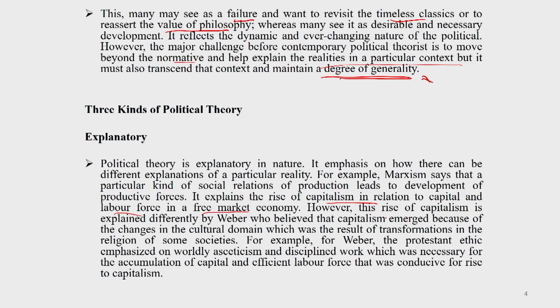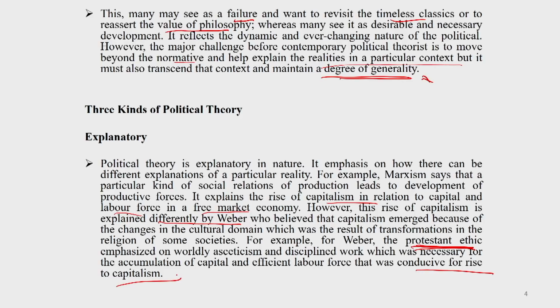However, this same phenomenon, the rise of capitalism, is explained differently by Max Weber, who believed that capitalism emerged because of the changes in the cultural domain, which was the result of transformations in the religion of some society, especially the Christian society. So, for Weber, the Protestant ethics within Christianity emphasized worldly asceticism and disciplined work, which was necessary for the accumulation of capital and an efficient labor force that was conducive to the rise of capitalism.